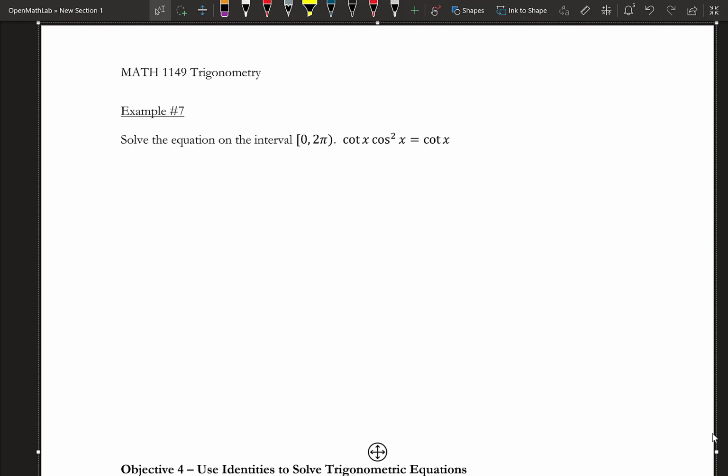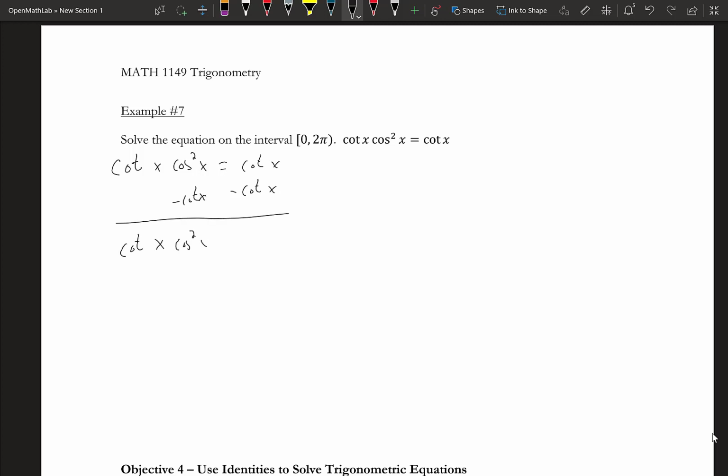We have cotangent of x cosine squared of x equals cotangent of x, right? So the first thing that I would do is try setting this equal to 0. I could subtract cotangent of x from both sides. So we have cotangent of x cosine squared x minus cotangent of x equals 0. And notice on the left hand side I can factor out cotangent of x from both terms. So that would be cosine squared x minus 1 equals 0, right?